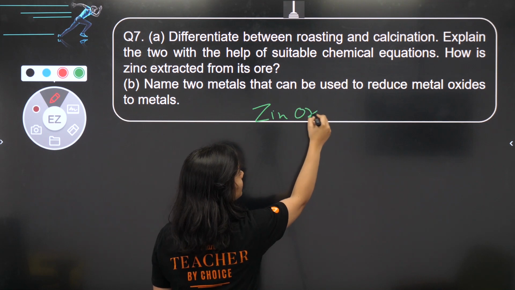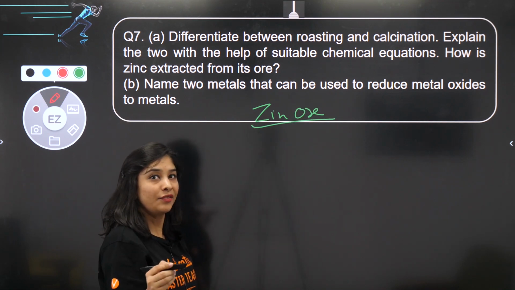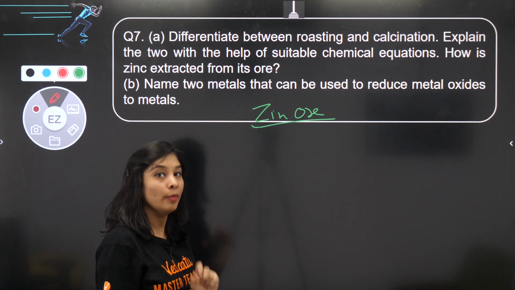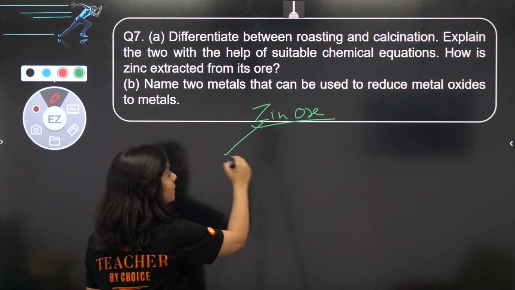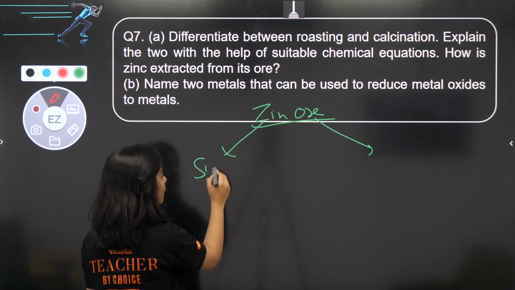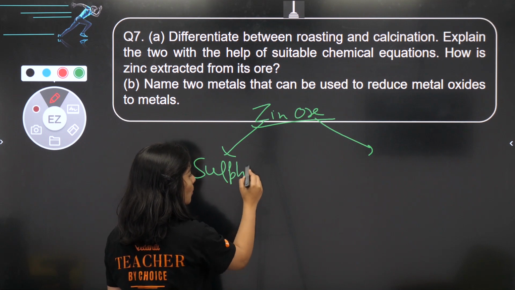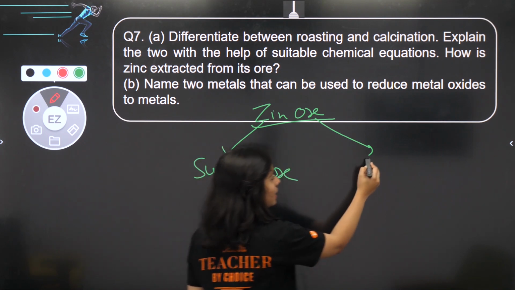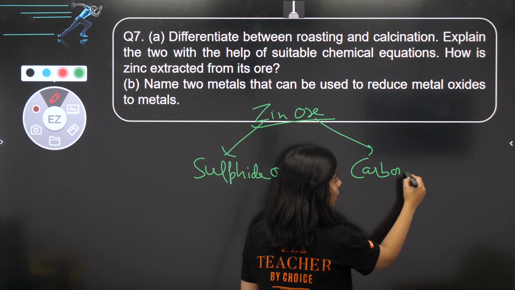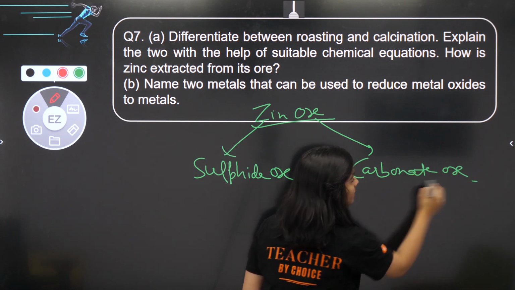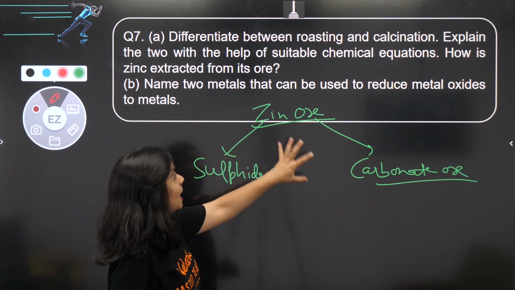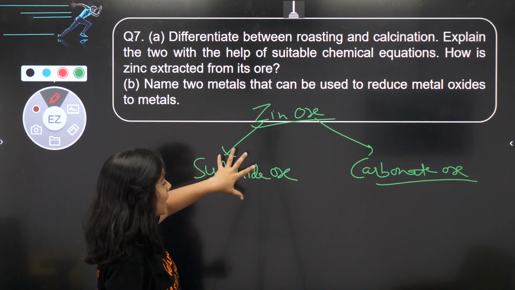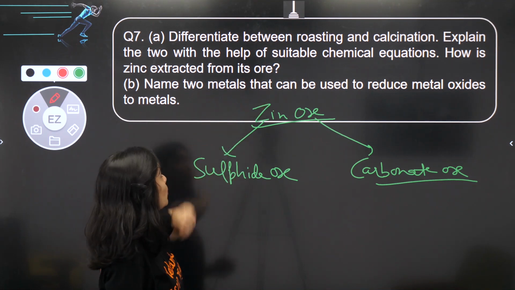If I talk about zinc ore, zinc is a moderately reactive metal which generally exists in two forms, that is sulfide and carbonate form. Okay? Sulfide and carbonate form. Listen very carefully; Ma'am is telling all the important information, not just for the question but to make your concept clear also. Okay? Sulfide and carbonate ore. How is zinc extracted? We are going to study by these two processes only.